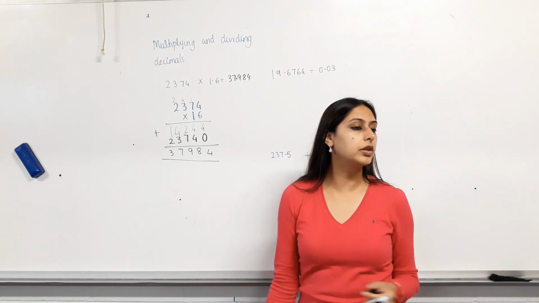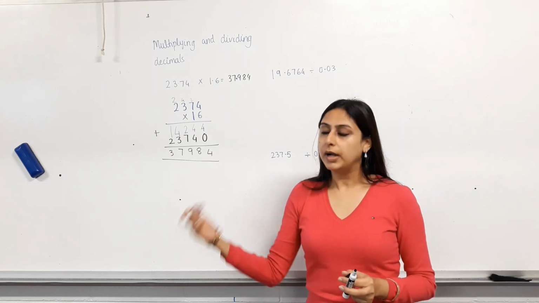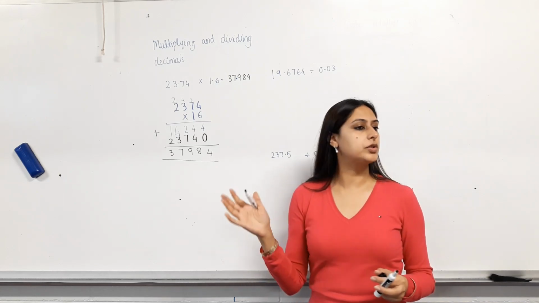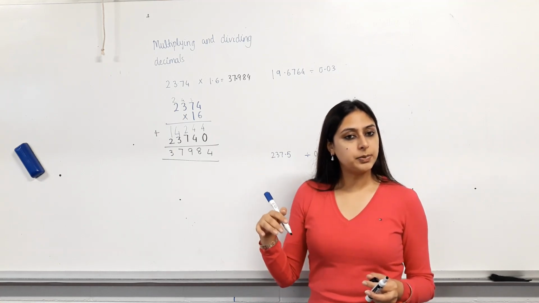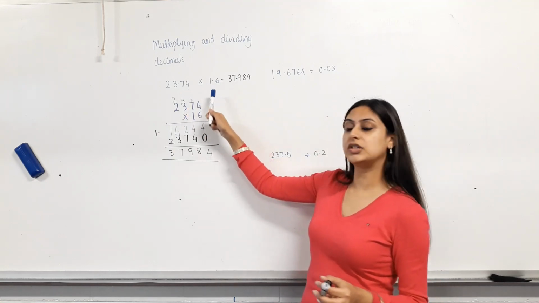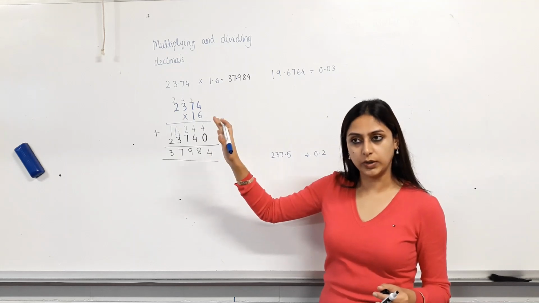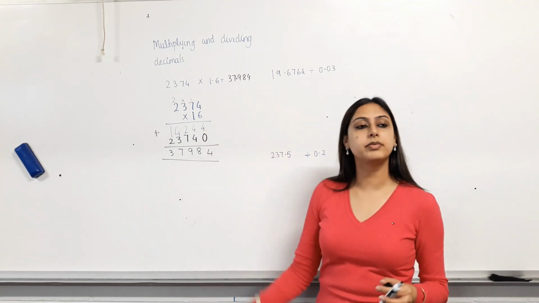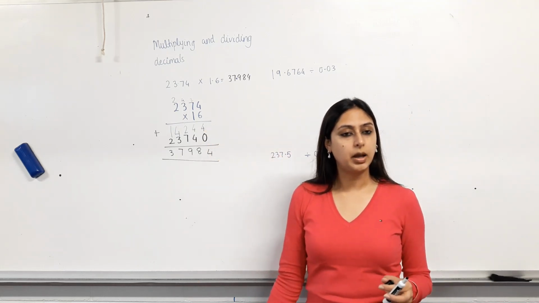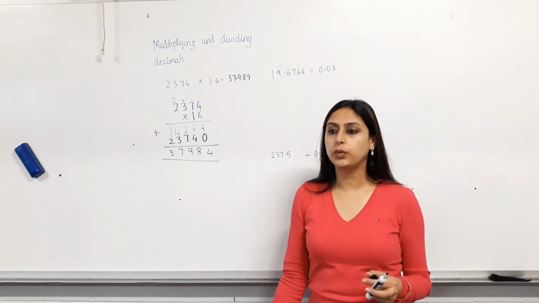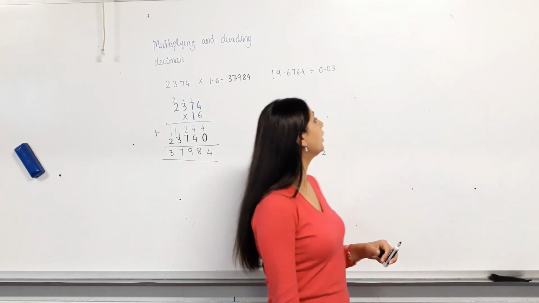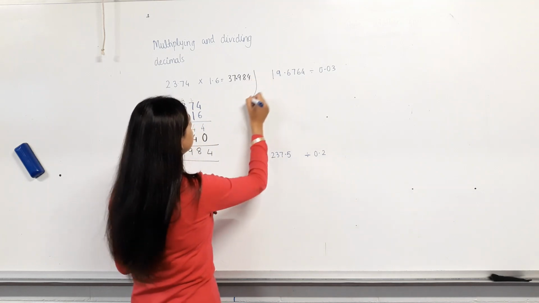Simple? That's all there is to multiplying decimals. Multiply them as normal, as if there was no decimal point. Once you've multiplied, count the total number of digits after the decimal in the question, and the answer must have the same number of decimal digits. Are we happy with that? Perfect. Any questions? Now, moving on to dividing decimals.